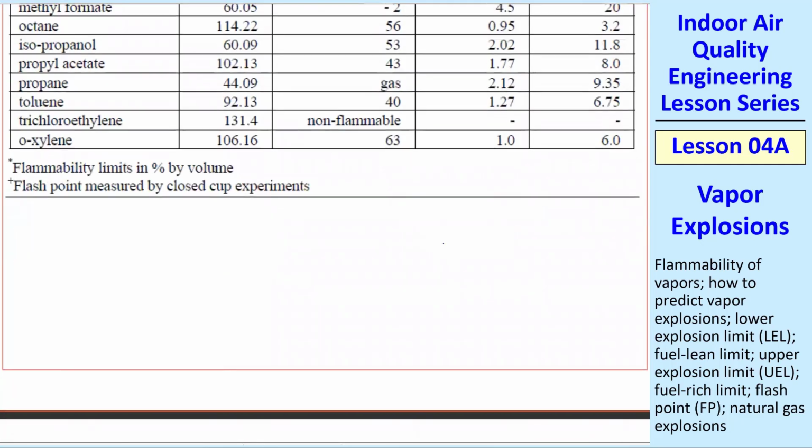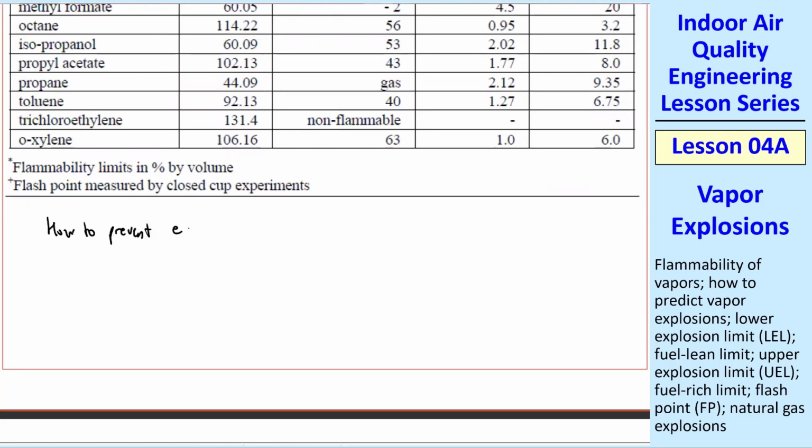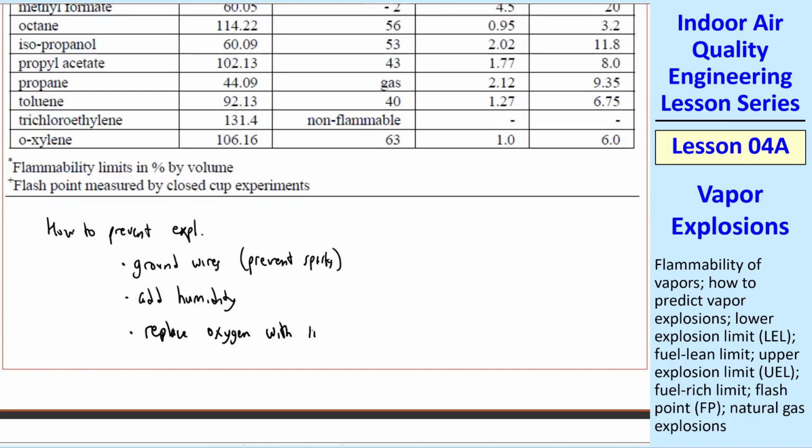If you have a tank or some kind of a duct or something, how would you avoid these kinds of explosions? Suppose you're near that LEL and you want to be more careful, you don't want to have any spark. You can put in ground wires, and the job of that is to prevent sparks. So make sure all your equipment is grounded so that you can avoid some static electricity. You can add humidity. That keeps the sparks down also. And you can replace oxygen with some inert gas, nitrogen, helium, something like that, replacing the air with something like an inert gas.